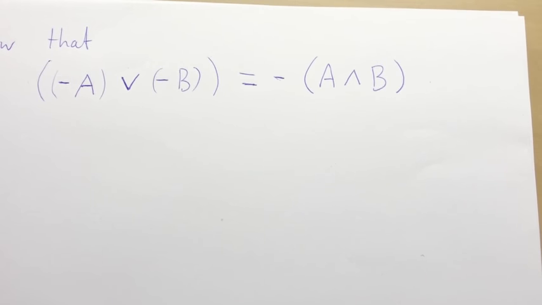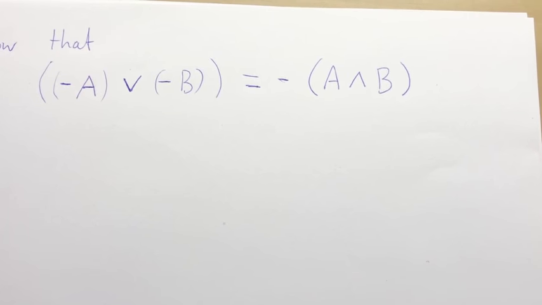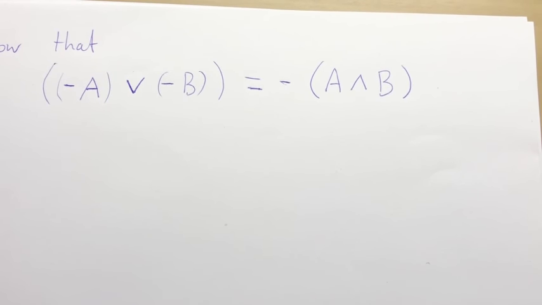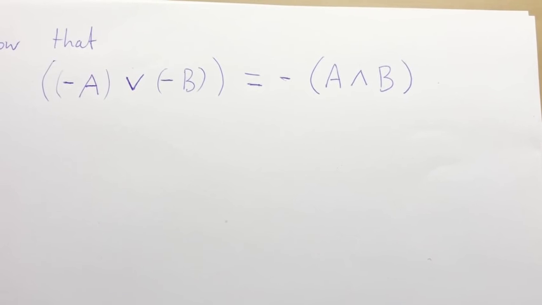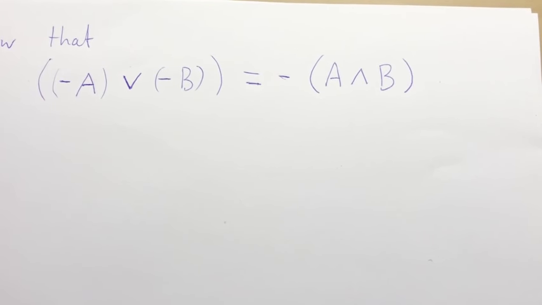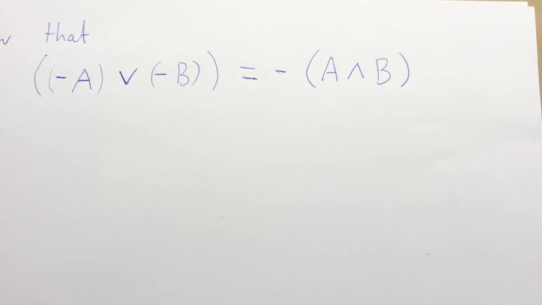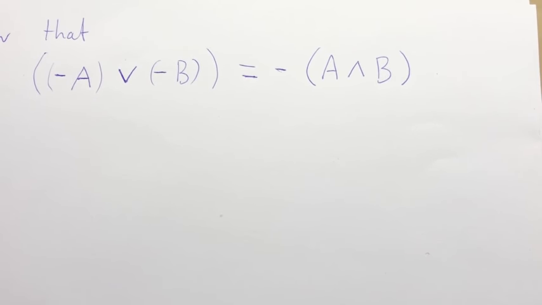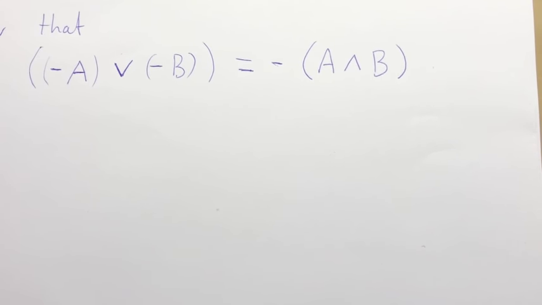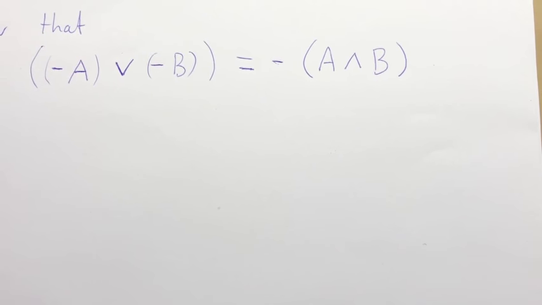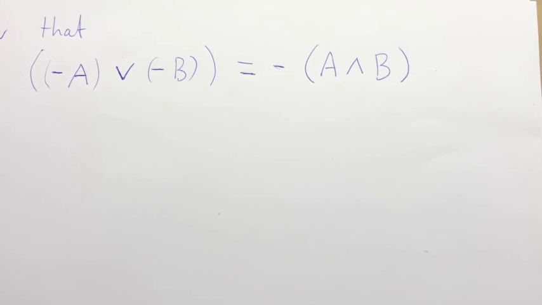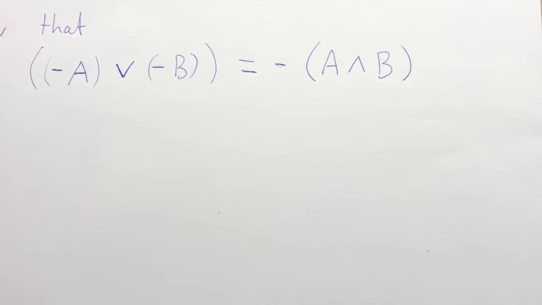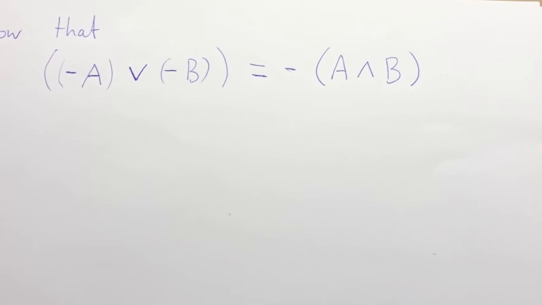So whenever the left hand side statement is true, the right hand statement is also true. Whenever the left hand statement is false, the right hand is also false. That's all we have to show. And whether the left hand or right hand side statements are true or false will depend on the true and false values of A and B.